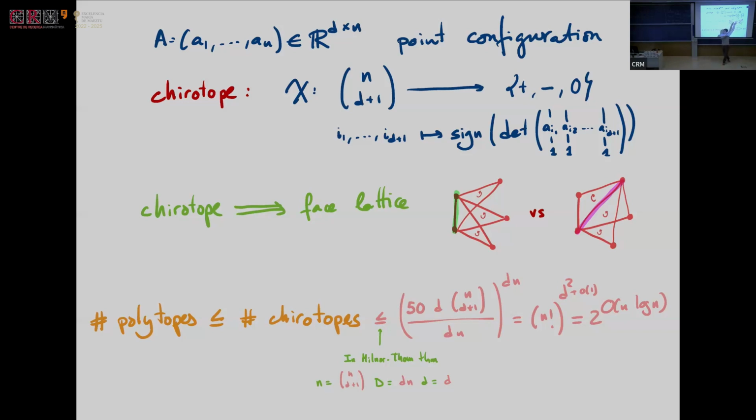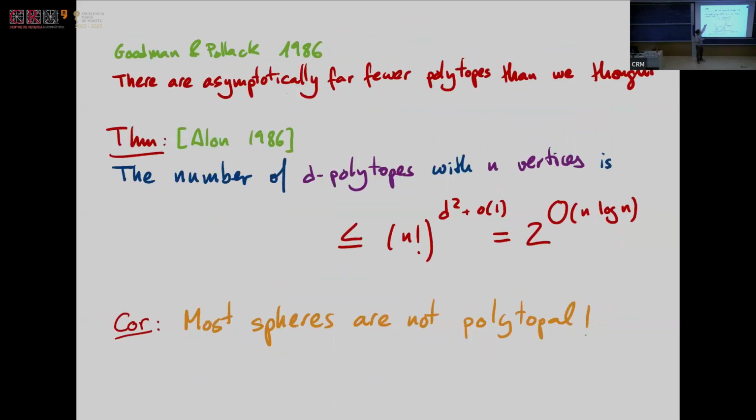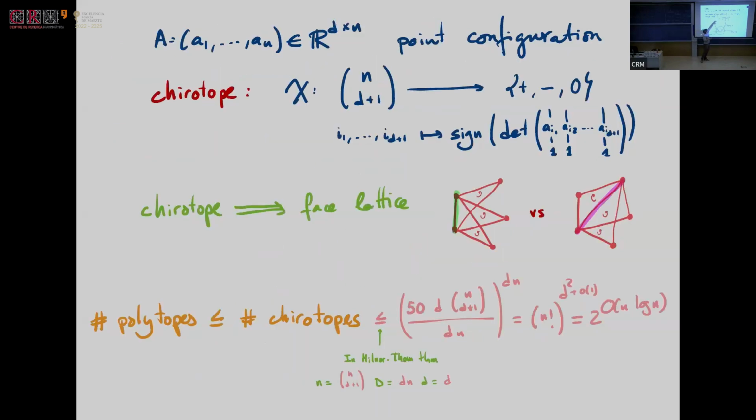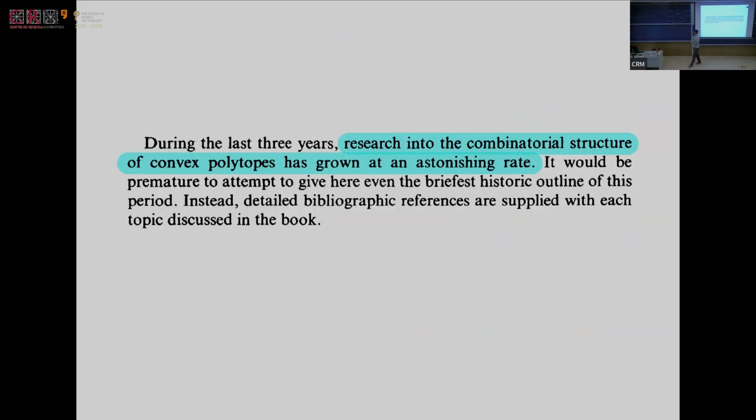So now here are the polynomial systems I was looking at in the previous slide. I can make a polynomial system given by these determinants, and the sign patterns are, again, a very coarse upper bound for the number of polytopes. If you plug in the numbers, you get an upper bound of n factorial to the d squared plus something, which is 2 to the n of that. And this is almost the end of Grunbaum's introduction.